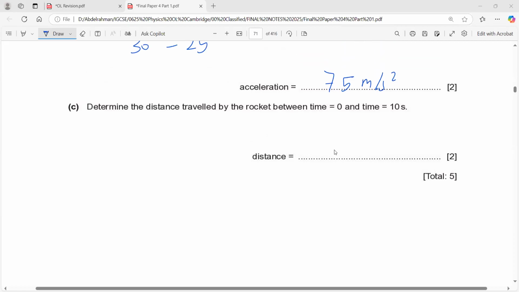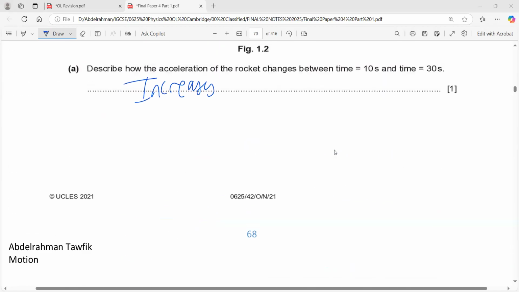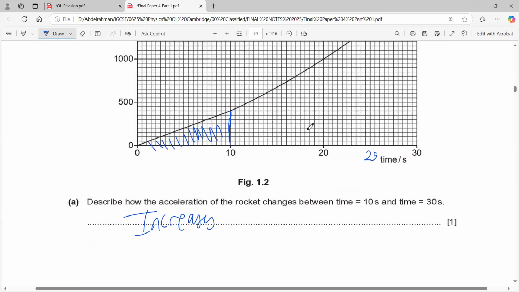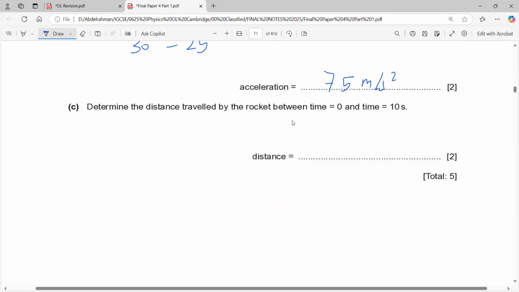Determine the distance traveled by the rocket between time 0 and time 10. This is easy, but I guess this is very easy. Between time 0 and time 10, I need to find the distance traveled. Between 0 and 10, and I need to find the area under the graph. صح? Well, this is a straight line, فخلاص you can find the area under the graph. هنا it reached 400. يبقى area under the graph half times base times height. صح? Half times base times height, which is half times 10 times 400 مش 4000, which will be 200 meters.